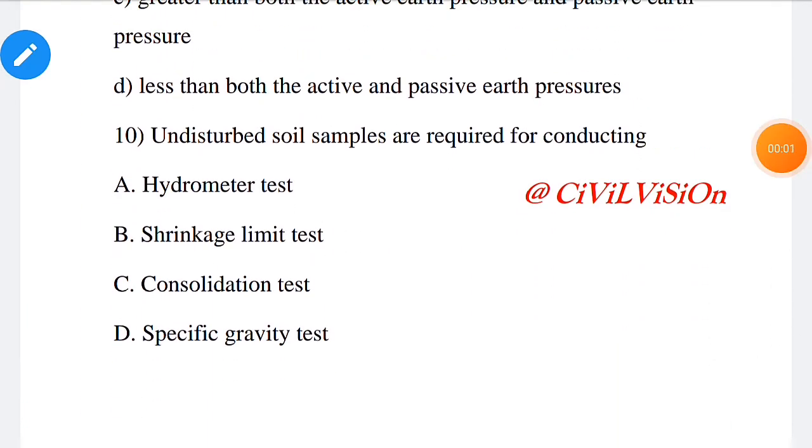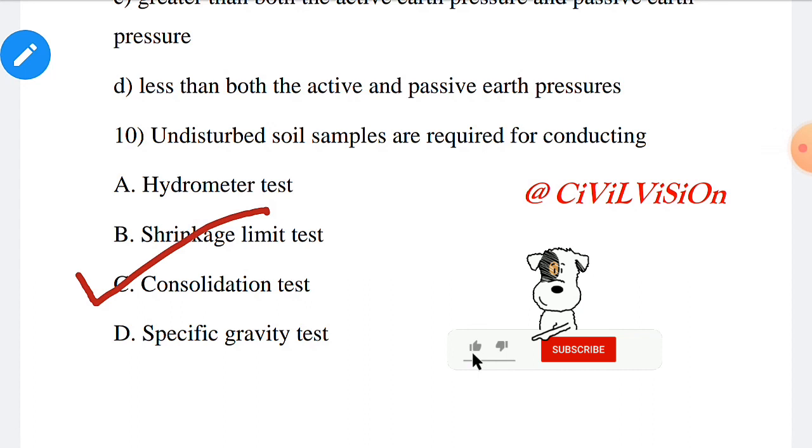Next one, 10th one, undisturbed soil samples are required for conducting. The correct answer for this question is option C, consolidation test. Disturbed soil samples do not retain their in situ properties during the collection process, so engineers do not prefer them. So undisturbed soil samples are required for conducting the consolidation test.